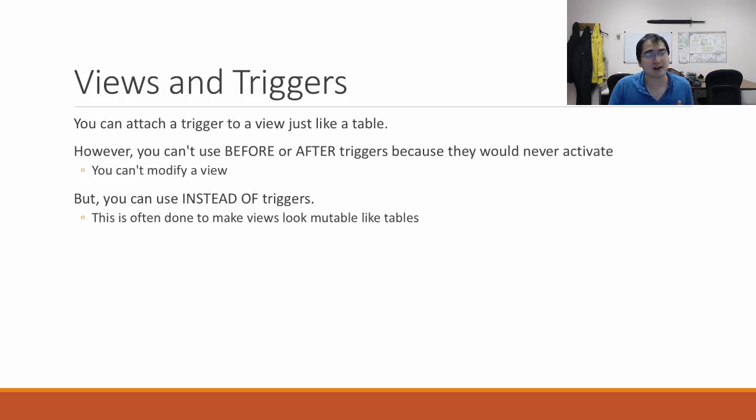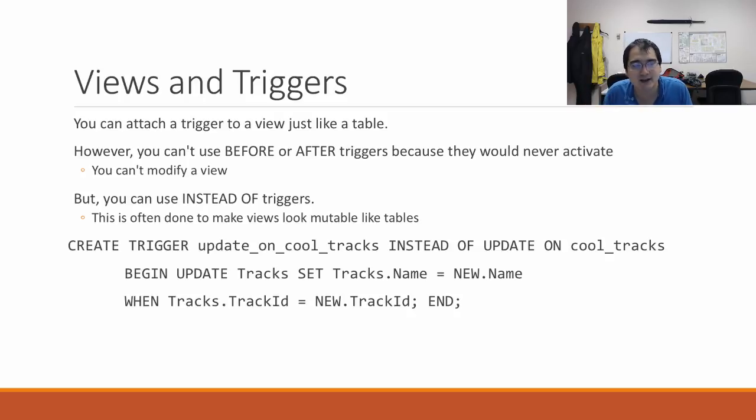Now, what does that look like? It's used to cheat. It's like a trick. It's used to make views look like they're mutable, look like you can change them like tables. So what would that look like? Well, let's say I want to allow people to update my view. Okay, my view is called cool tracks. And so I make a little trigger called update on cool tracks, and it says instead of updating on cool tracks, because somebody's trying to change the cool tracks view, and it's like, no, you can't actually do that.